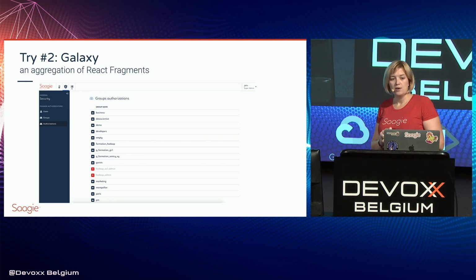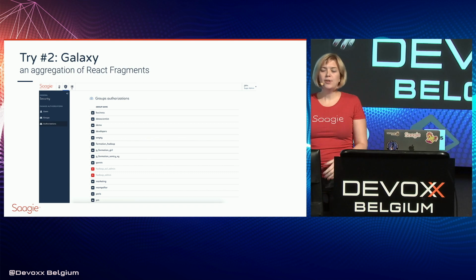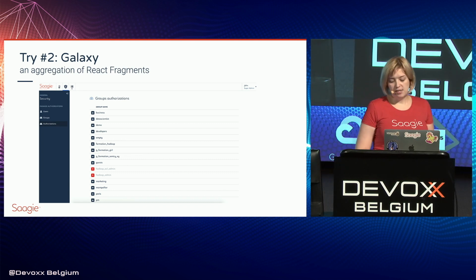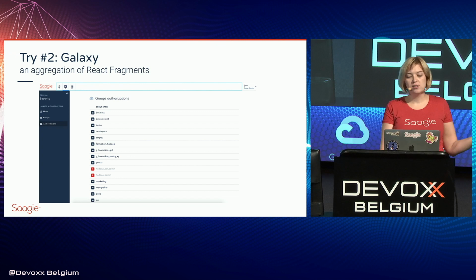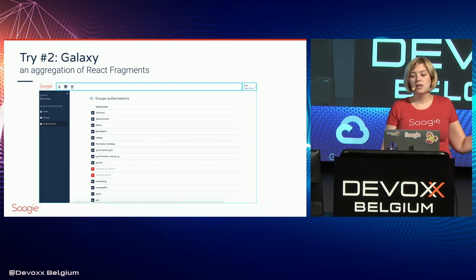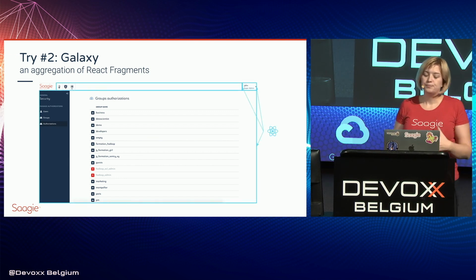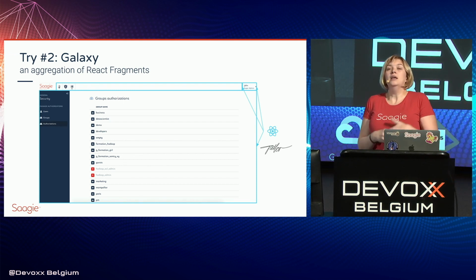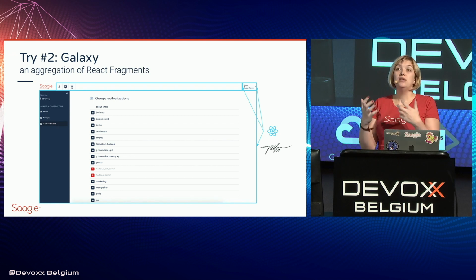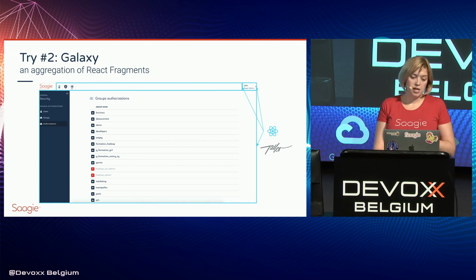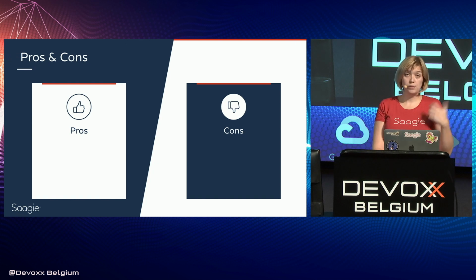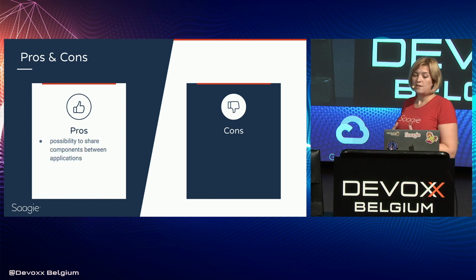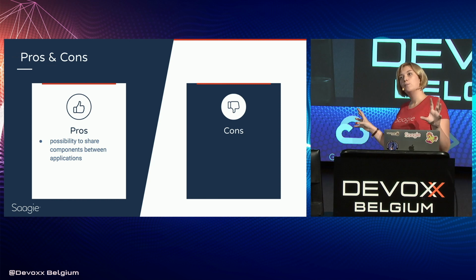So we made a second try called Galaxy. And I'm not going to spend a lot of time on this try because it's basically the same approach as the previous one. But this time, all components are React fragments. And the plan, the second time, was to use Tailor, which is a library to stream fragments to improve the loading time of the application. The pros we were seeing in this approach were that it gave us the possibility to share entire components between applications and not only styles.